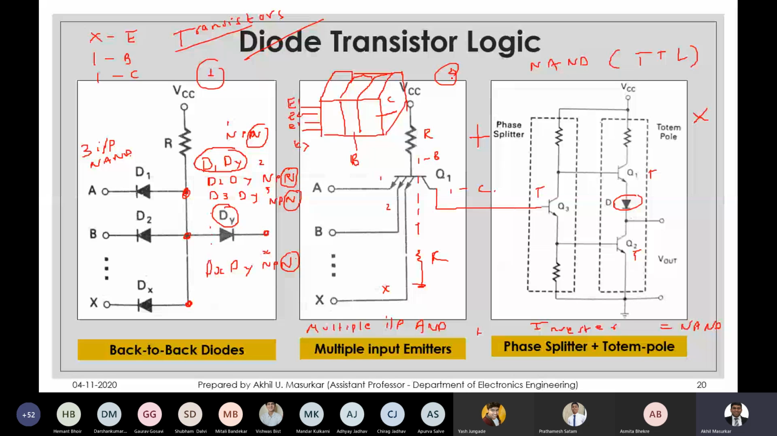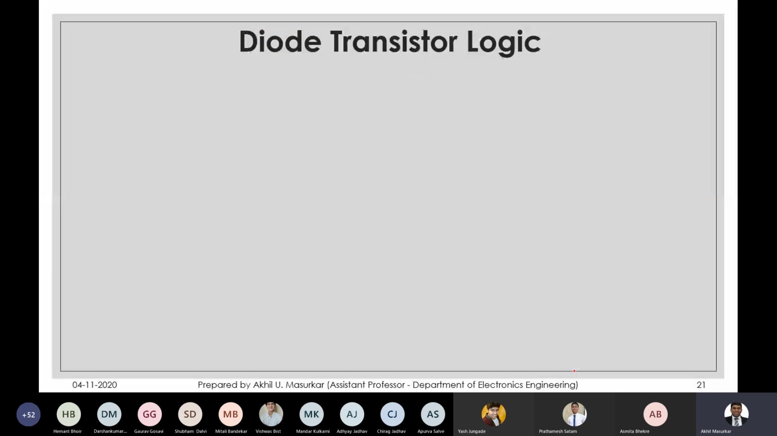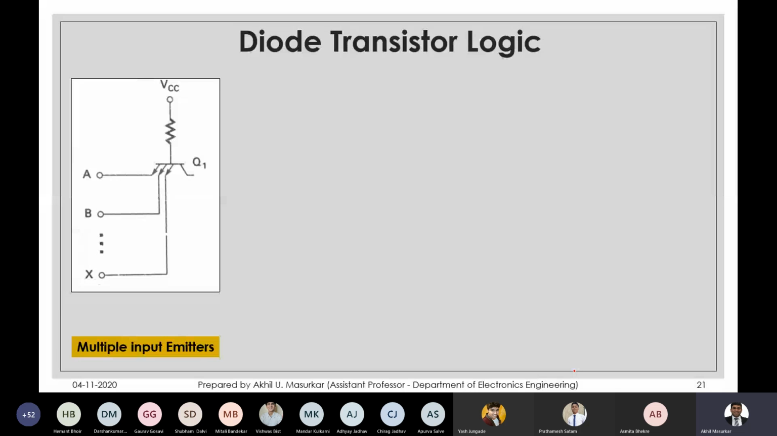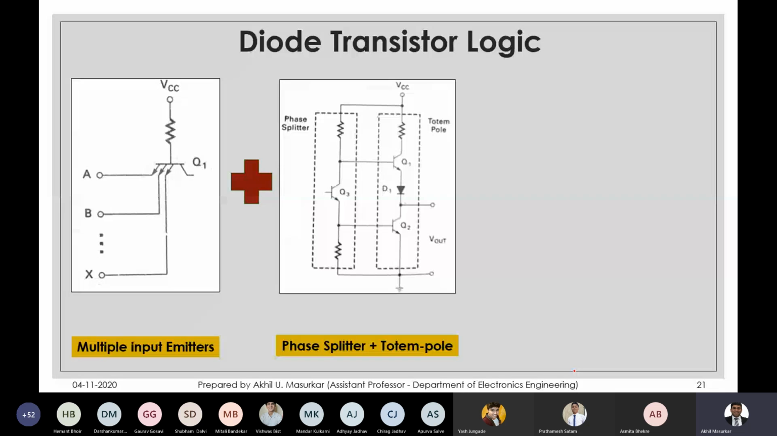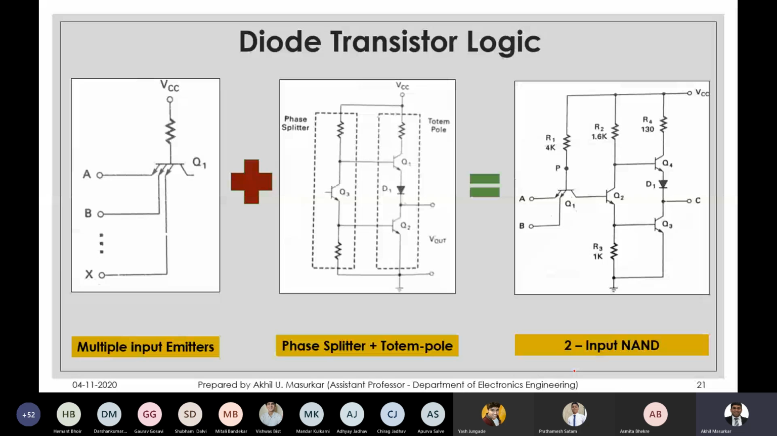Okay, so let's go to the next slide, and that is something that we all have to draw. So you take a multiple input emitter, a phase splitter plus totem pole, which acts like an inverter, and that should give you a 2 input NAND. So now you can see that there are some typical values here, 4K, 1.6K, and so on.